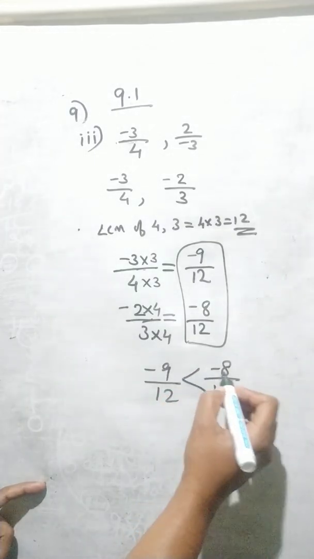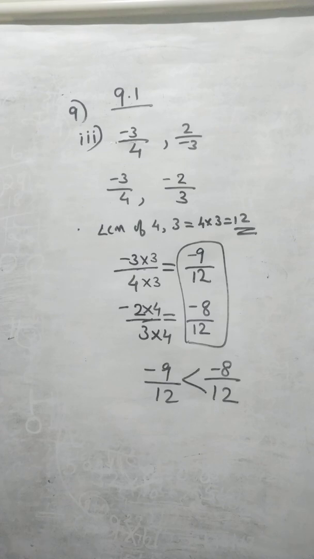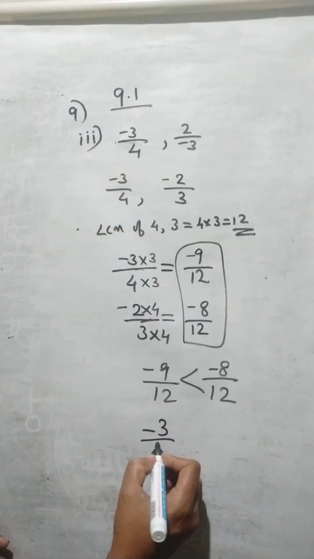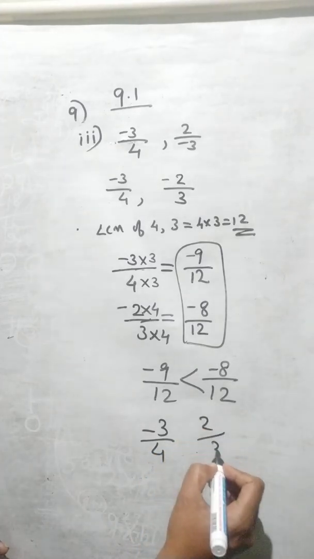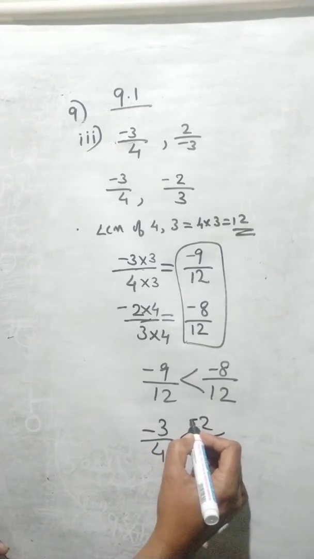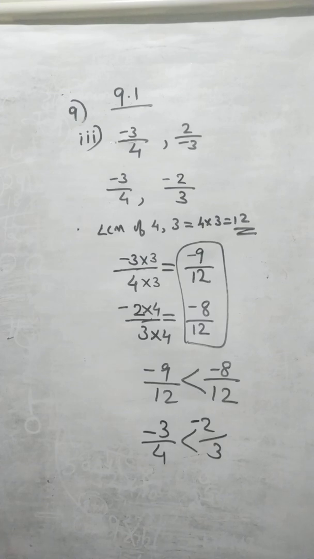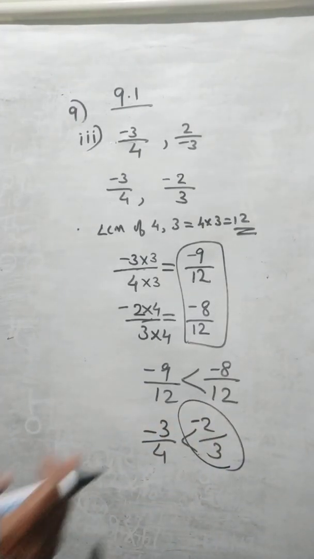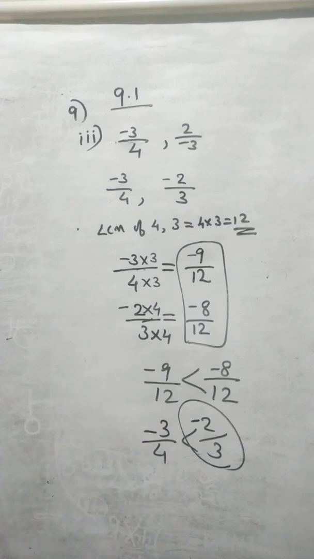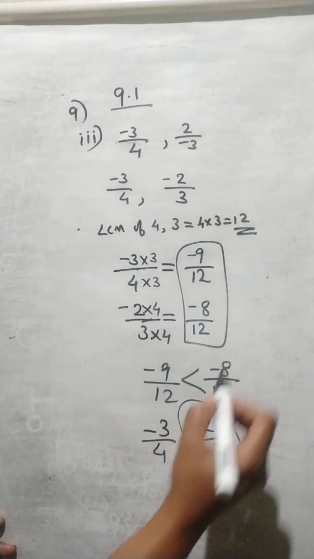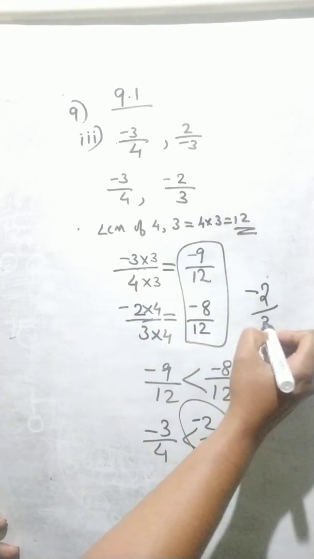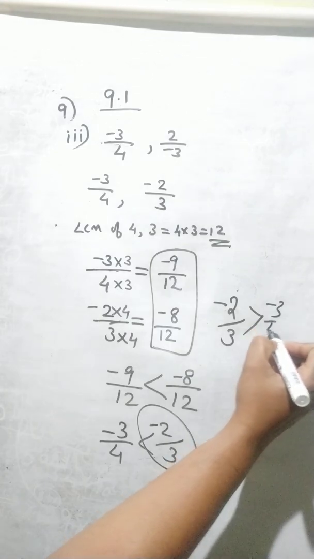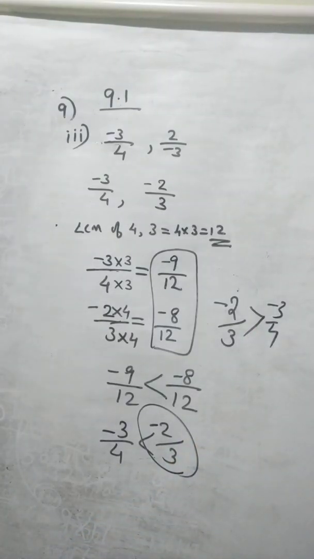Here it is very clear, negative 8 is greater than negative 9. So, we can say negative 3 on 4 and 2 on negative 3. Here, negative 2 on 3, okay. So, now we can say negative 2 on 3 is greater than negative 3 on 4. Okay, children.